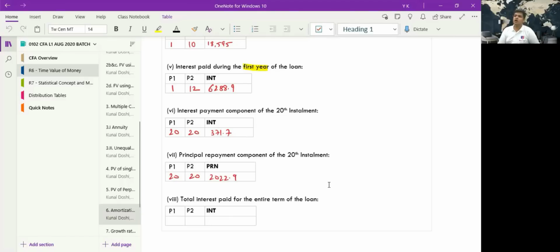And the last but not the least, total interest paid for the entire term of the loan. Total interest. P1 will be 1. P2 will be? 48. 48, correct. And then you find the interest. So your interest will be? 14,942.0. Correct. 14,942. That will be your amount. Got it? Yes, sir.